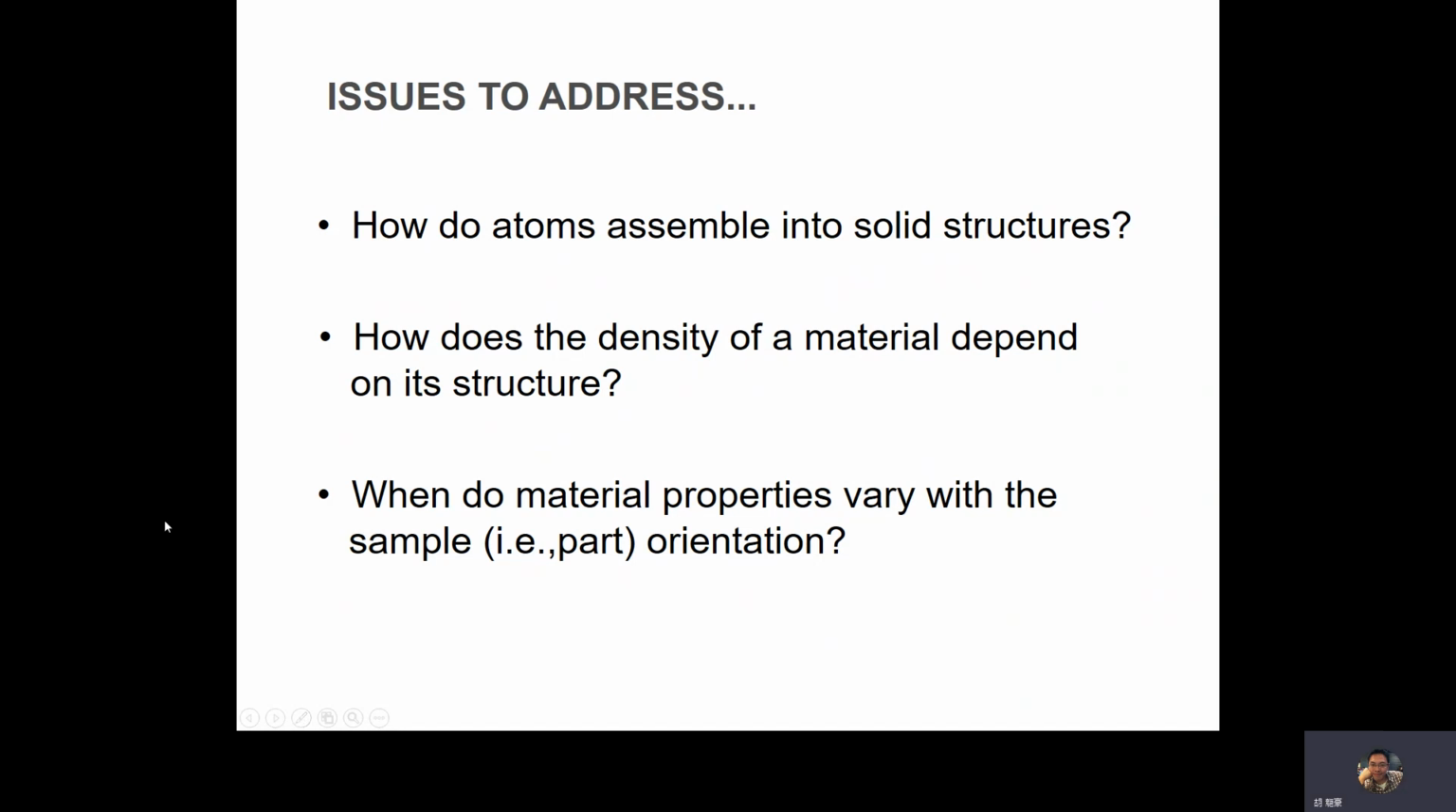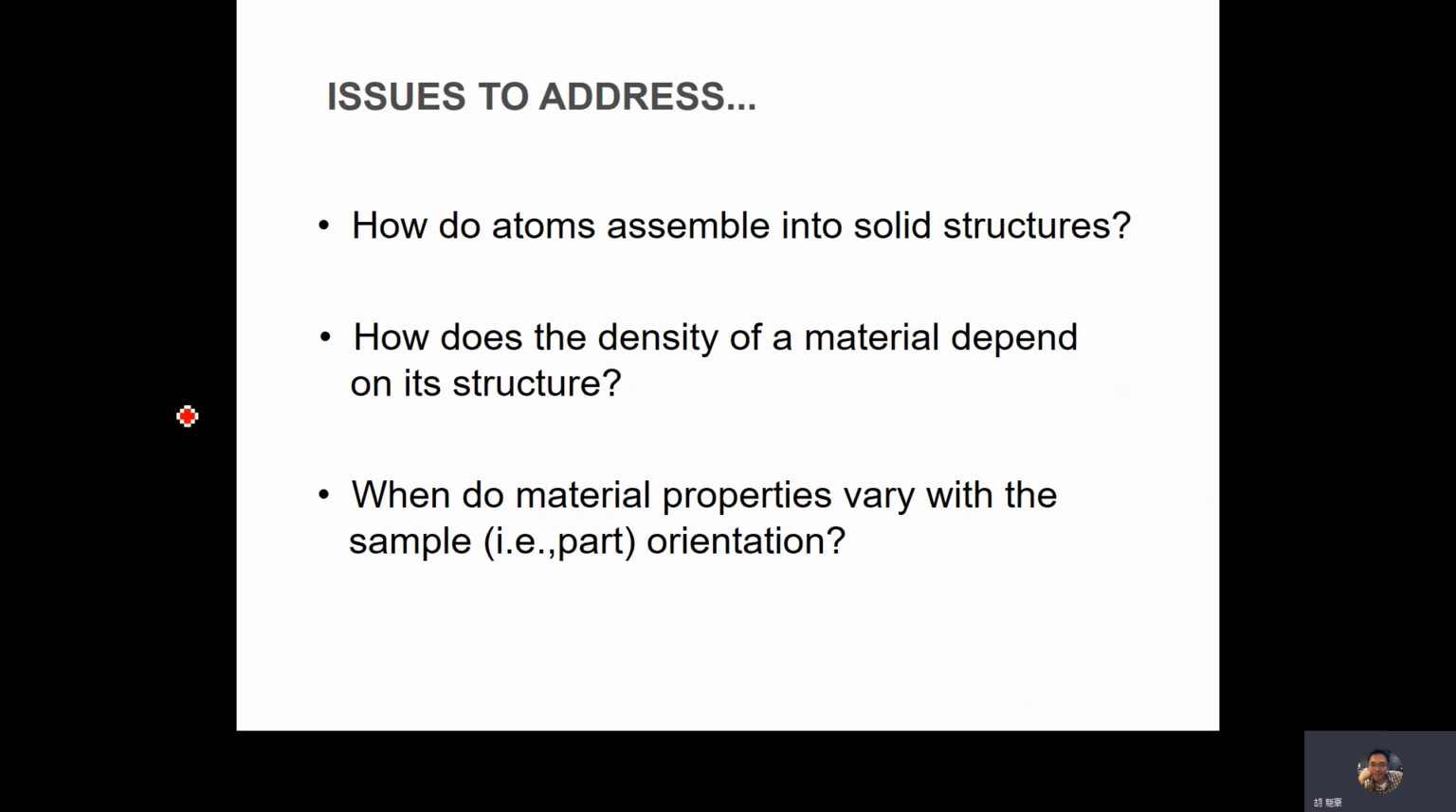The issues to address are: how do atoms assemble into solid structures? As I already mentioned, FCC, BCC, HCP and so on. And how does the density of materials depend on its structure? Of course, if there is the highest number of atoms in a unit volume, it must have a higher density than others, right?